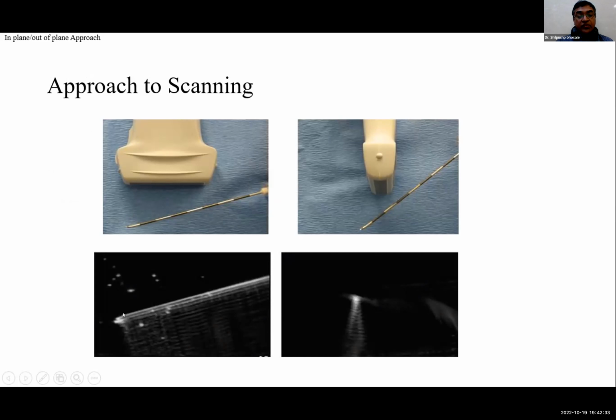So in the in plane approach, you can see the whole needle length traversing, and it is easier to know where the tip of the needle is. For the out of plane approach, you can see the needle just as a point, because only this part of the needle is visible under the probe. So you may overshoot the needle tip. You need to be aware of this aspect: when you are out of plane, you should always try and look at the tip of the needle.